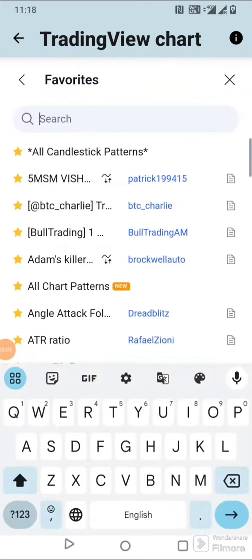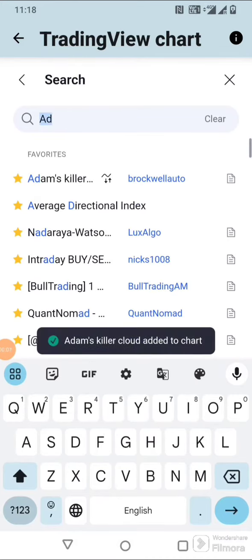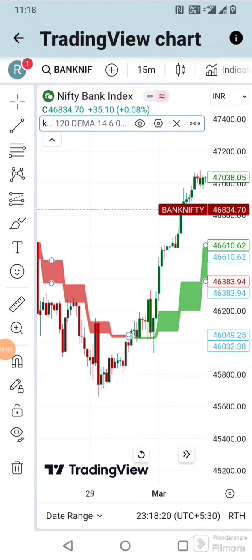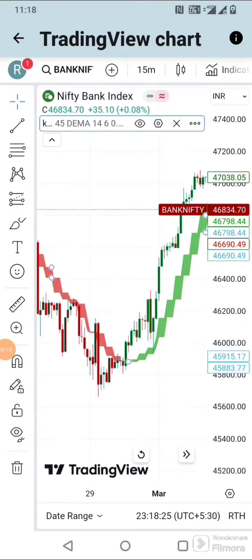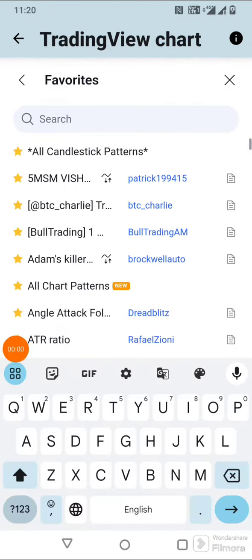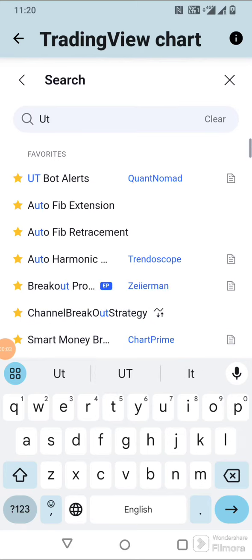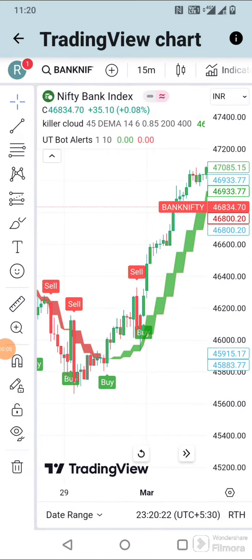Go to tradingview.com. In the indicator section, search Adams Killer. In the settings, make the hours 45 minutes. Add one more indicator for more accuracy: UT Bot Alerts. Now both the indicators are applied.